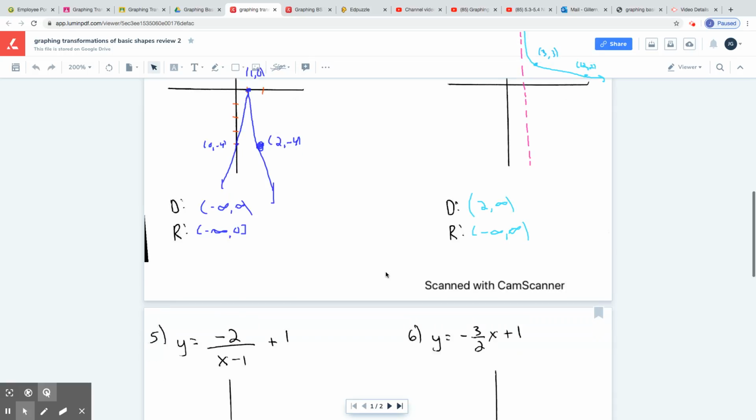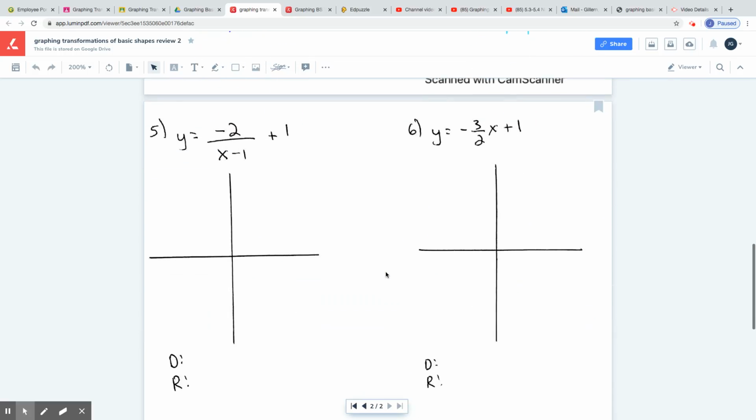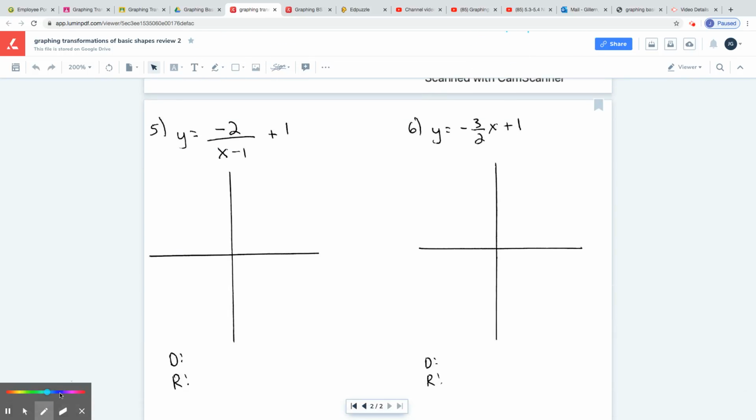All right, 5 is a rational. So rationals have a vertical asymptote and a horizontal asymptote. Set the bottom equal to 0. That gives you the vertical asymptote. We're shifting 1 to the right. It's normally at 0. It's now at 1. This right here is your horizontal asymptote. I'm moving up 1.